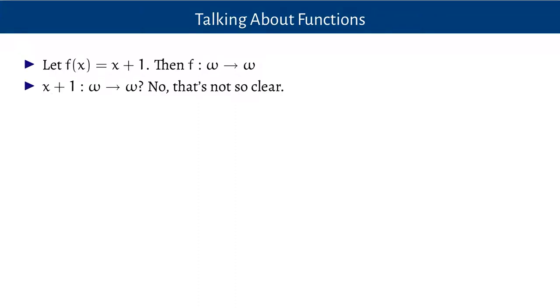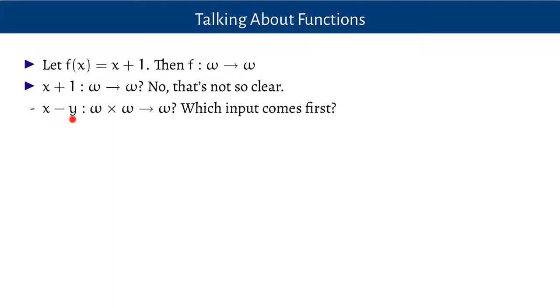It's very tempting to just say that x plus 1 is a function from numbers to numbers, but using that notation is not very clear or precise. X plus 1 isn't a function from numbers to numbers. X plus 1 is a number, but which number it is depends on what number x is.